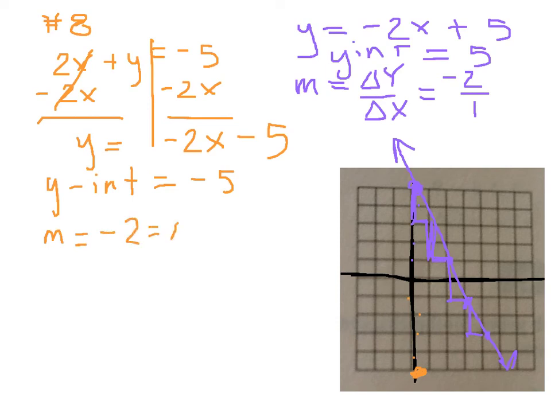So that gives me my change in y over my change in x, and I'm going to write that as negative 2 over 1. So I'm going to go down 2 over 1. From this point to this point, I went down 2 over 1, down 2 over 1. And there is my line. Well, I notice that these two lines are in fact parallel.